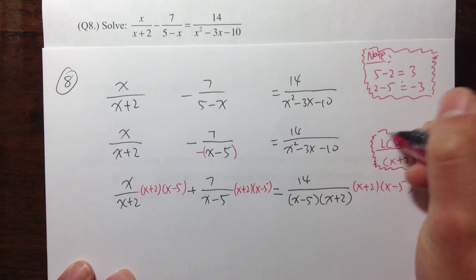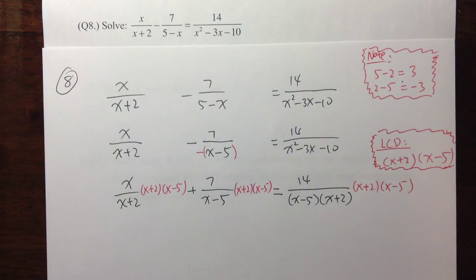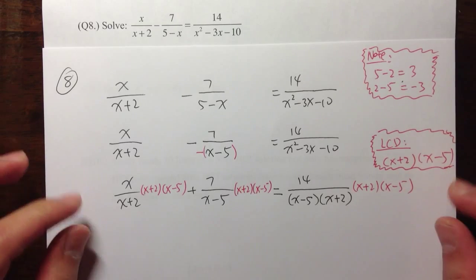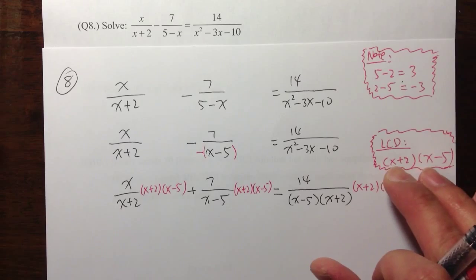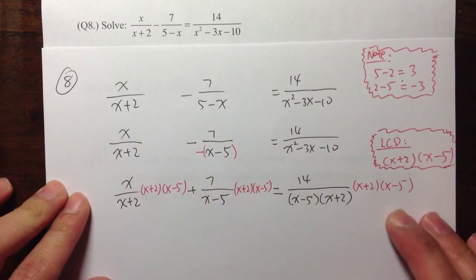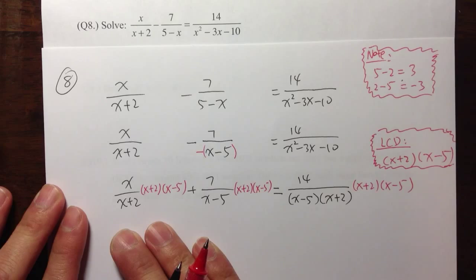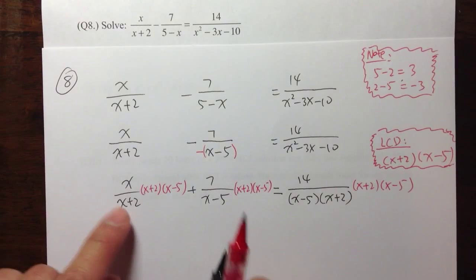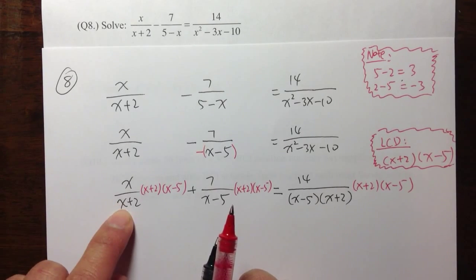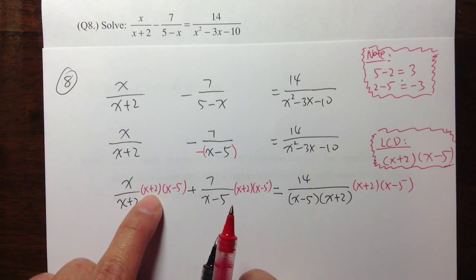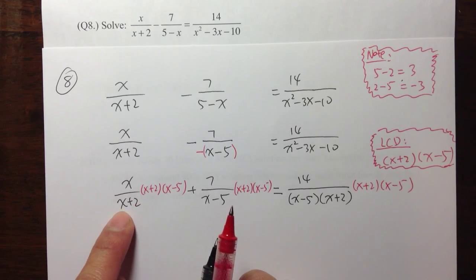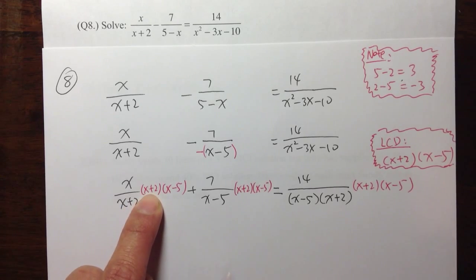So multiply everything by the lowest common denominator, the lowest common multiple of the denominators. If we found the LCD correctly, once we multiply this, then we shouldn't get any more fractions. Let's check this out. First term, I have x plus 2 and this x plus 2, right? The x plus 2 on the denominator can be cancelled with this x plus 2. That's nice. So let's cancel that.